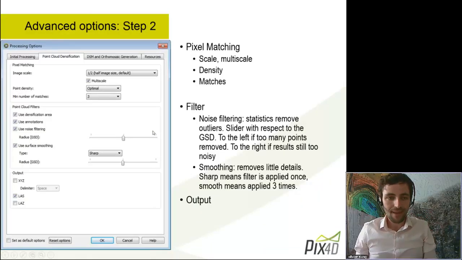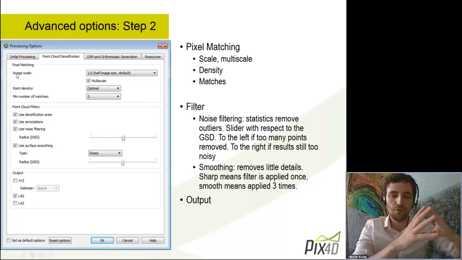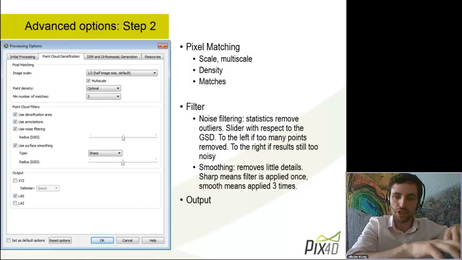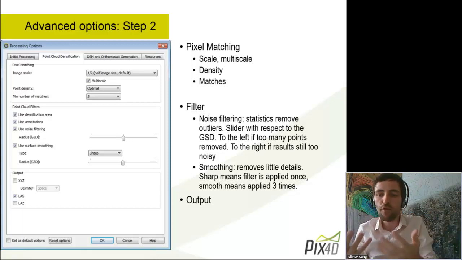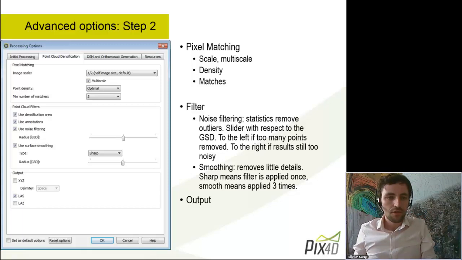About step 2. The first box is about pixel matching. And this is what transforms your cameras, which have been calibrated in the first step, into a very, very dense point cloud in the second step. So there are a few options there.